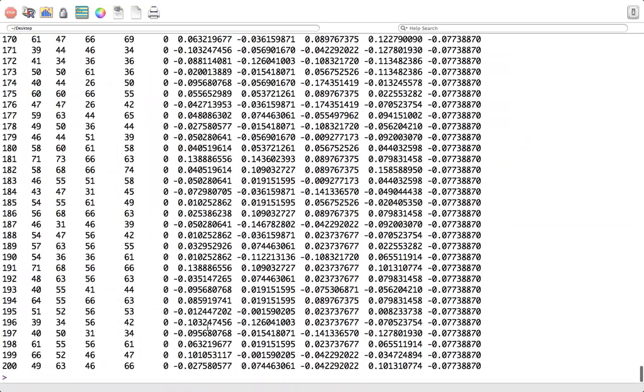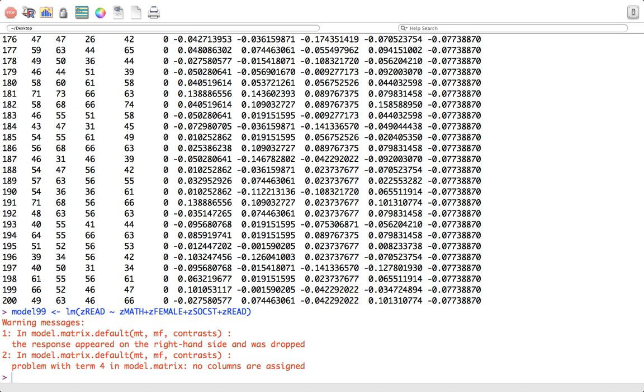Now, in terms of creating the standardized coefficients using the correlation transformation, we can create model 99, if you will. So we are in the business here of predicting what? Z read as a function of Z math plus Z gender. I don't know why they call that female, not just gender. Z social studies plus Z read. All right, what's going on?